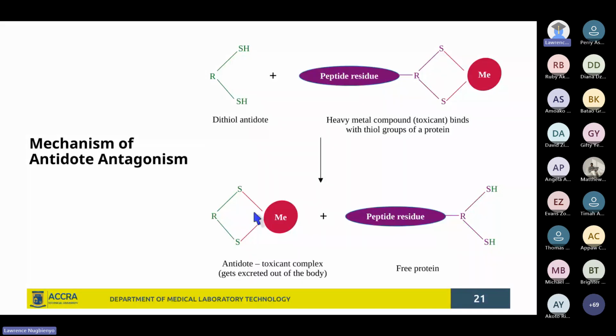So when it binds to the heavy metal, it then sets that protein free. So the protein can then be active. So it's one way of treating intoxication from heavy metals. And then you see that once the antidote binds onto that heavy metal, the heavy metal can be excreted out of the body in that antidote-toxicant complex, through urine, for instance. The protein is set free, and there is normalization of metabolic processes.